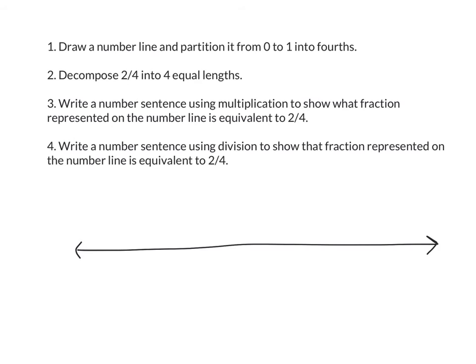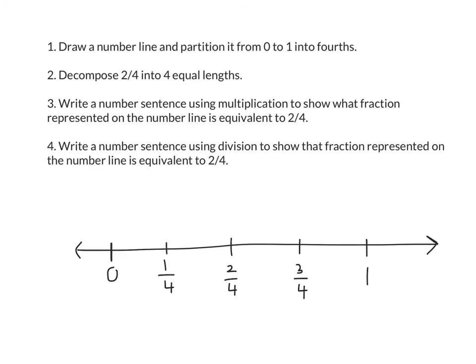Then it says partition it from 0 to 1. So you're going to have 0 on one side and 1 on the other side. And it says to partition it into fourths. That means I need to cut the space between 0 and 1 into how many equal size units? 4. So I'd like to do 1/2 first, then the fourths. Then it says decompose 2/4 into 4 equal lengths. So here, let's label. Here would be 1/4, 2/4, 3/4, and of course 4/4 is equal to 1.